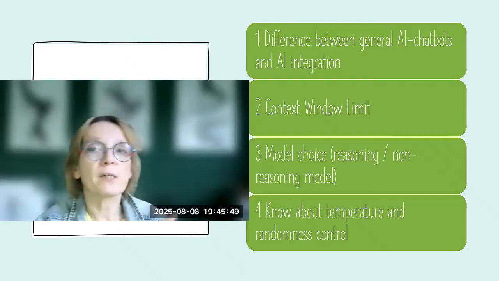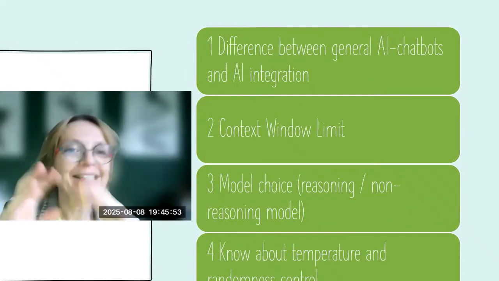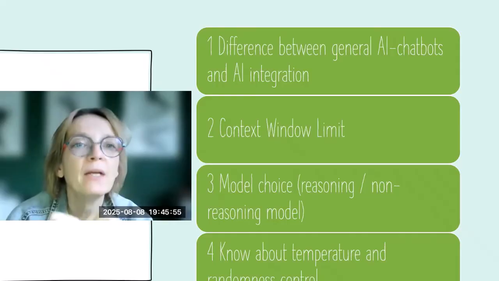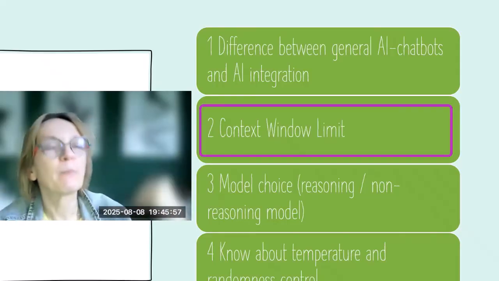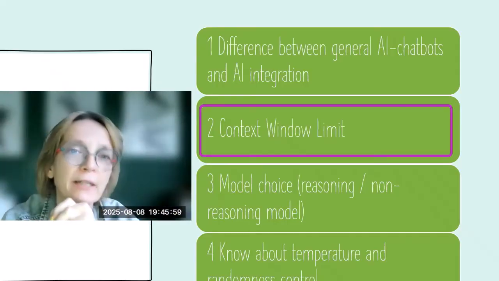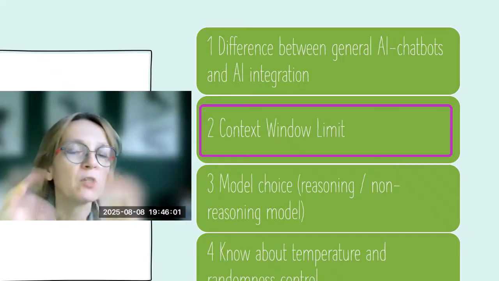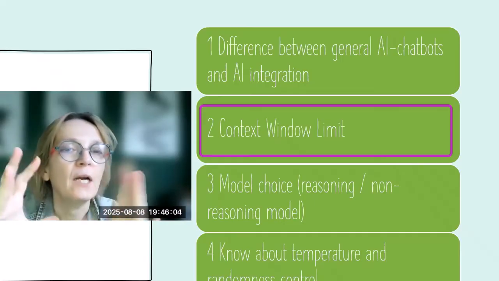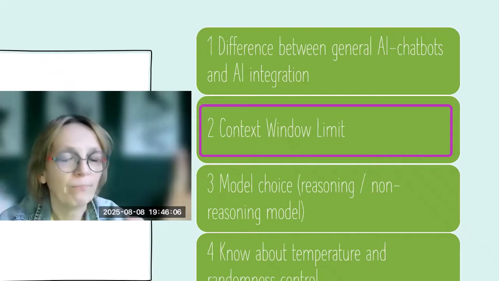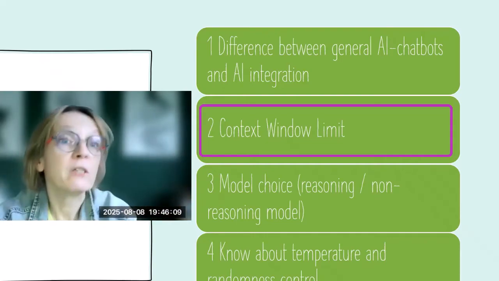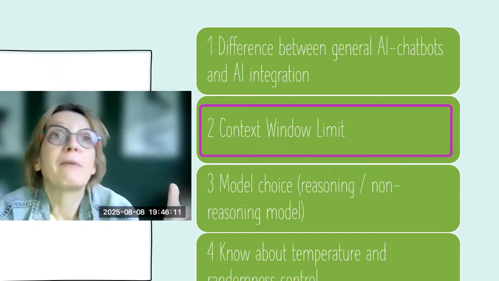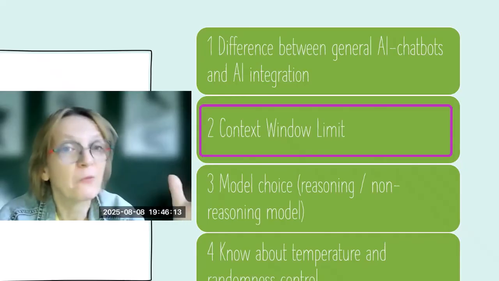Next point is context window limit. It is getting larger and larger, but you should also be aware you can't just dump 1,000 pages into an LLM. Right now it's somewhere between 200 and 500 pages that it can process at once, which is good. It's a lot. It's much better than what we can process at once.